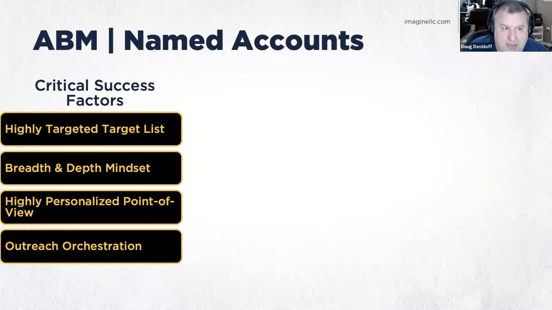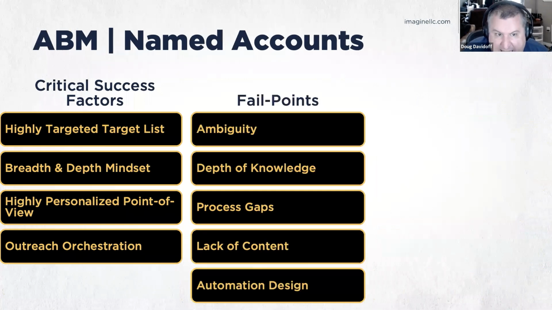Named accounts, a highly targeted target list, a depth and breadth mindset. You're going to be dealing with tens of people per account. Highly personalized point of view. You don't have a point of view. You have an account-based point of view, and you need outreach orchestration. Any ambiguity, lack of knowledge, or process gap will lead to failure. Content is crucially important in the named account game, as is automation.